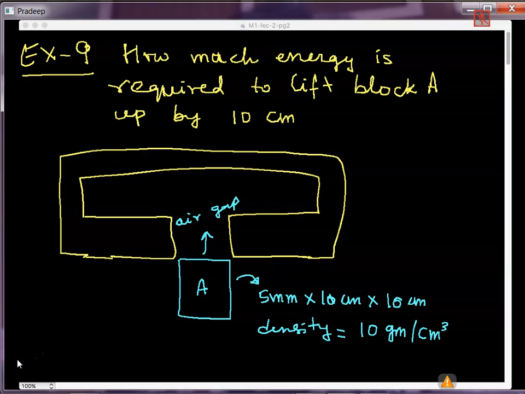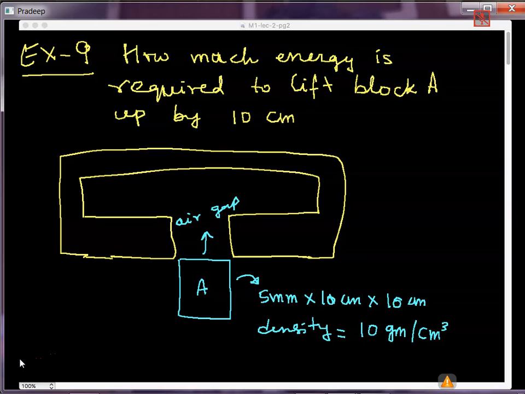I think on your screen you're able to see the next question. So what I'm showing in this question is that there is a small piece of iron that is denoted by letter A, and the dimensions of that is 5 mm by 10 centimeters by 10 centimeters. So what you notice, if I move the A upwards, it will exactly fill the air gap.